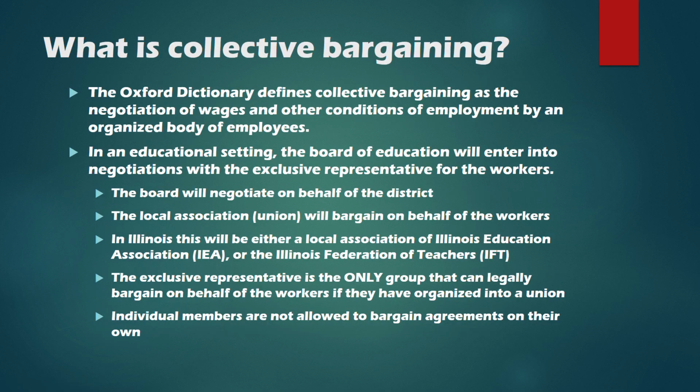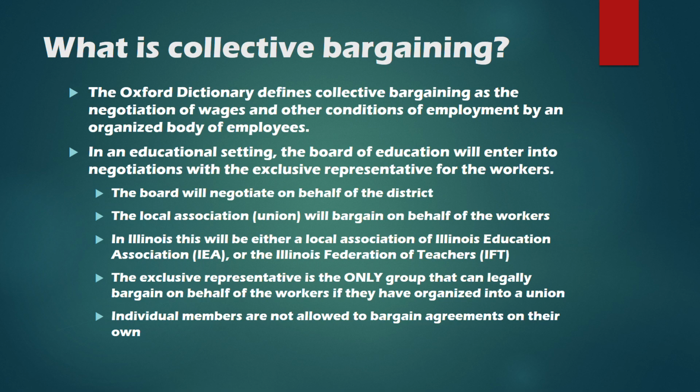So what is collective bargaining? The Oxford Dictionary defines it as the negotiation of wages and other conditions of employment by an organized body of employees. Fancy definition to basically say it's when a group of employees gets together to go in and talk about their terms of employment, what their working conditions are going to be.